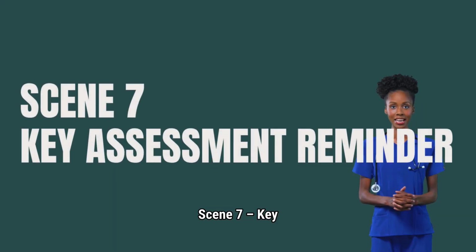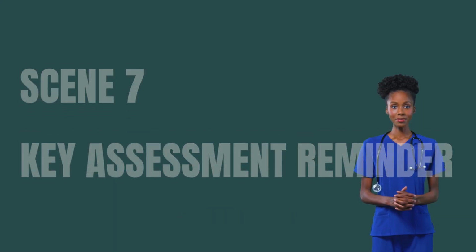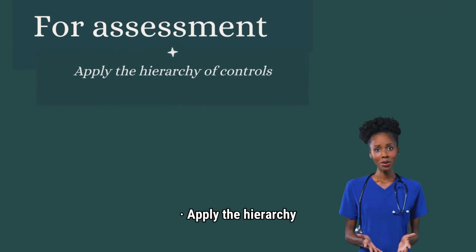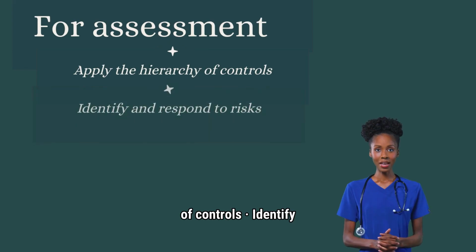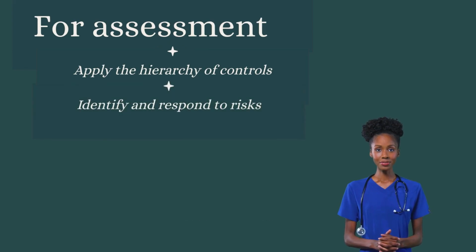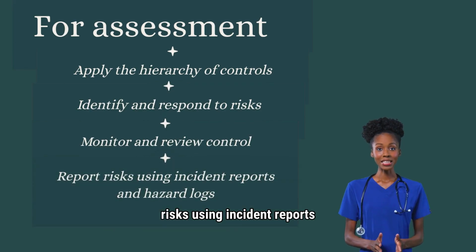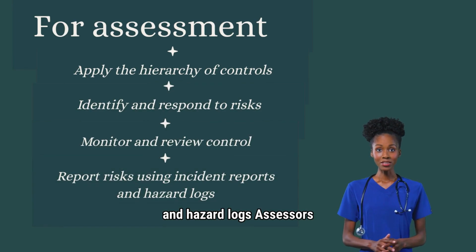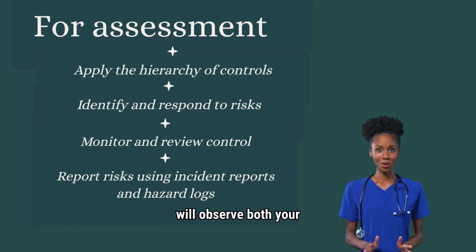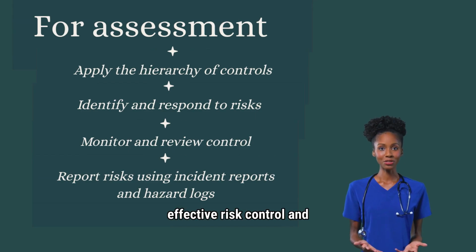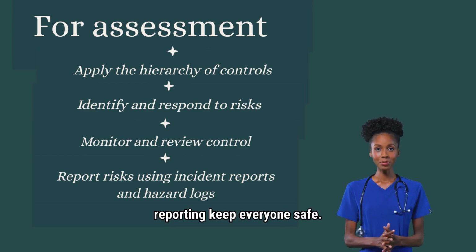Scene 7, key assessment reminder. For assessment, you must demonstrate that you can apply the hierarchy of controls, identify and respond to risks, monitor and review control measures, and report risks using incident reports and hazard logs. Assessors will observe both your actions and decision-making. Please review Learner Guide pages 210 to 214 and reflect on how effective risk control and reporting keep everyone safe.